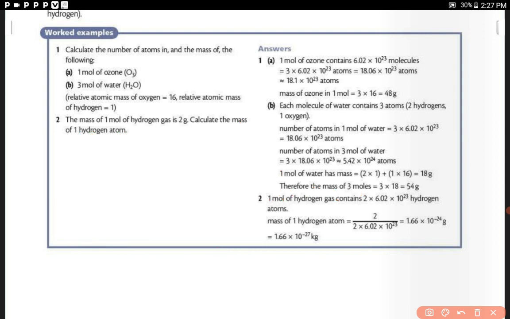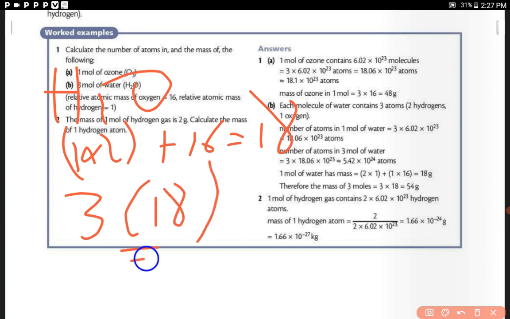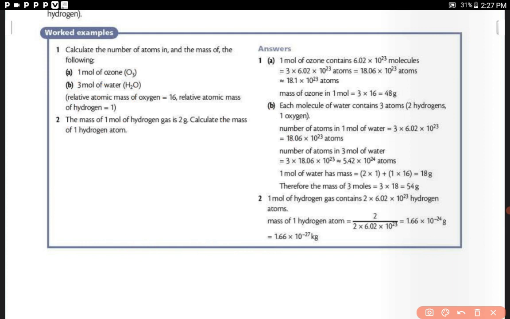Now we need to calculate the mass of 3 moles of water. 1 mole of water has a mass of, hydrogen 1 times 2, then oxygen 16. This makes 18. 1 mole of water has a mass of 18 grams. 3 moles of water have 3 times 18, so therefore a mass of 54 grams.